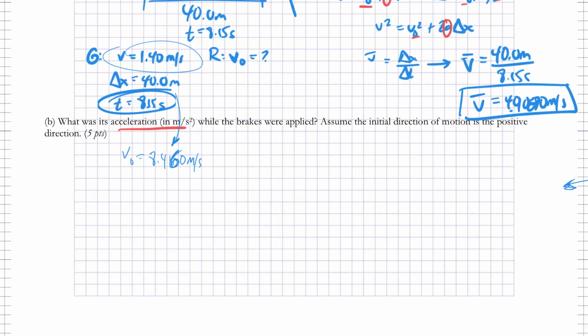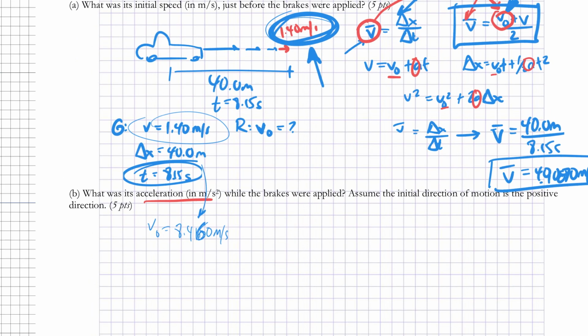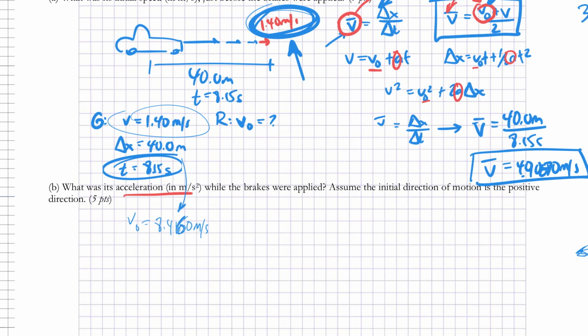Okay, so what is acceleration in meters per second squared while the brakes were being applied? Assume the initial direction of motion is the positive direction. That last little bit, assuming the initial direction of motion is the positive direction, leads me towards this equation, because those squareds make it hard to figure out if your answer is going to be positive or negative. In this particular case, you could use almost any of these equations up here. That might be the easiest one to work with.